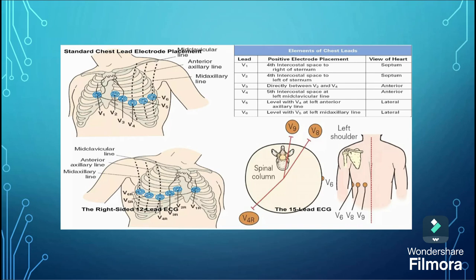So you can see this. This is the mid clavicular line, this is the anterior axillary line, and this is the mid axillary line. So this is the position of the leads. These are the precordial leads V1 to V6, which are also called chest leads. This is very important: where you are going to place your electrode.